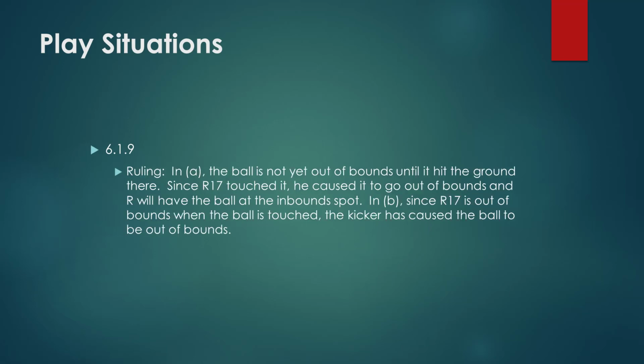In situation A, the ball is not yet out of bounds until it hits the ground there. Since R17 touched it, he caused it to go out of bounds and R will have the ball at the inbound spot. In B, since R17 is out of bounds when the ball is touched, the kicker has caused the ball to be out of bounds.